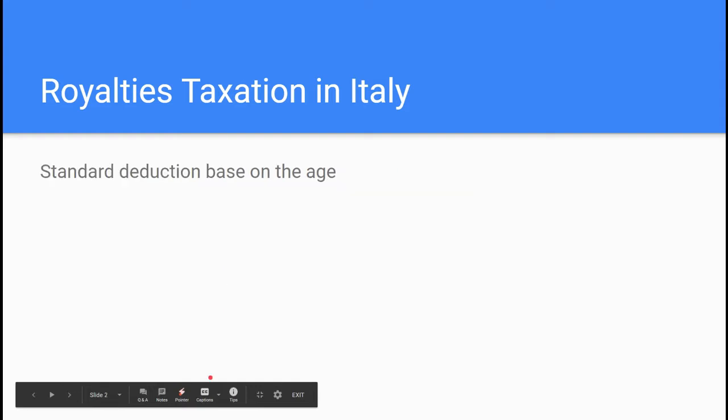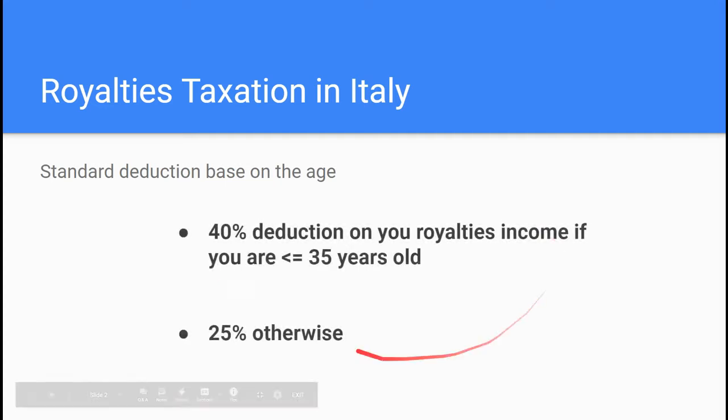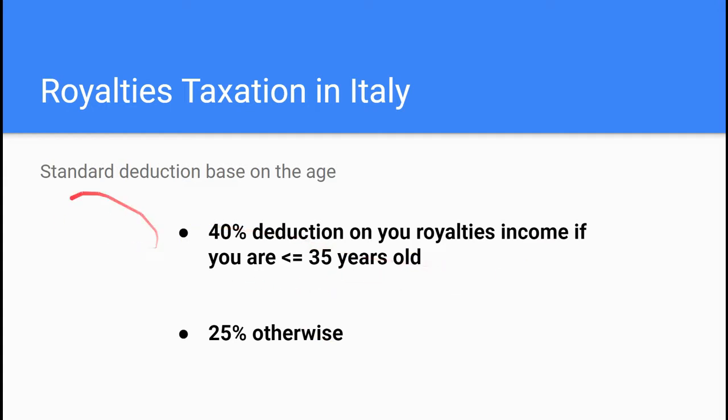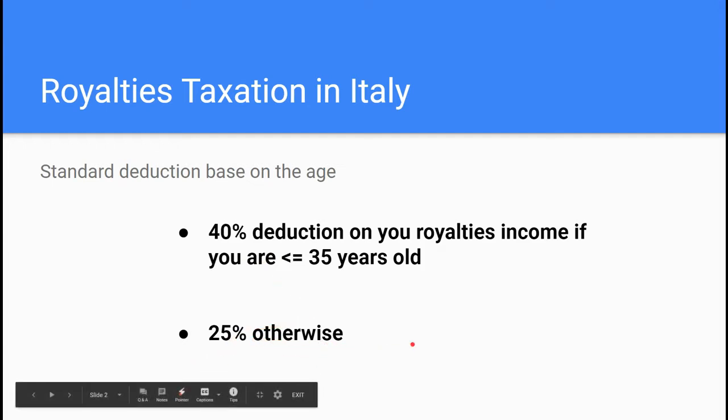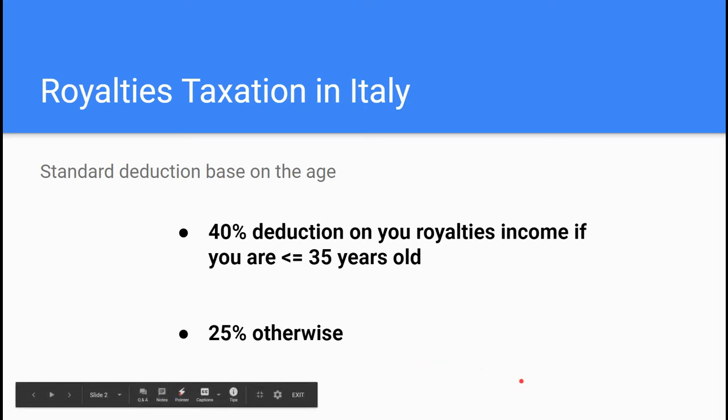So the royalties have a standard deduction based on age. What does it mean? It means that you will have a 40% deduction on your royalties income if you are less than 35 years old. So it means that 60% of your income will be added to the IRPEF progressive taxation and 40% will be excluded from taxes, so it would be tax-free. 25% otherwise. Of course, it means that if you are older than 35 years, then you will have tax-free only 25%, and 75% instead would be added to your existing IRPEF.